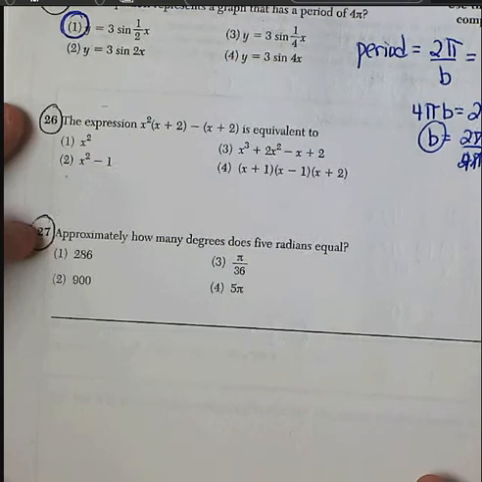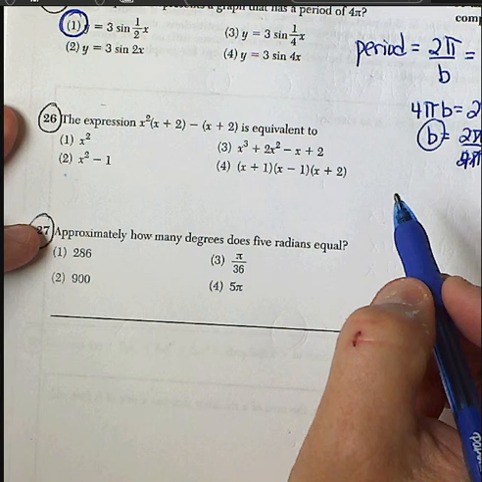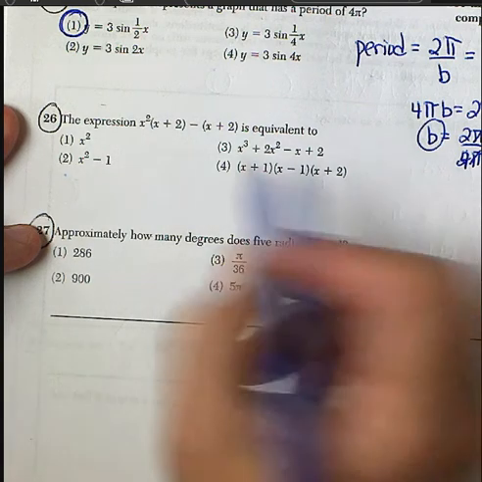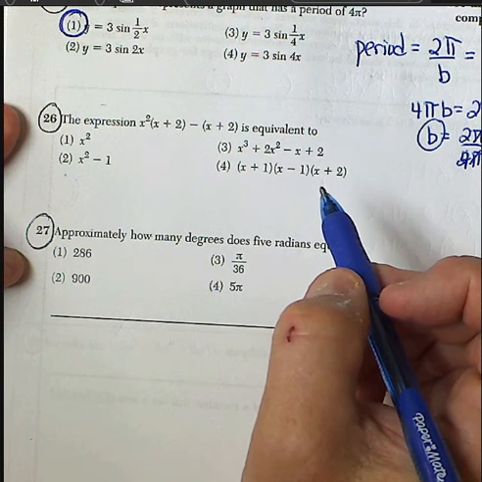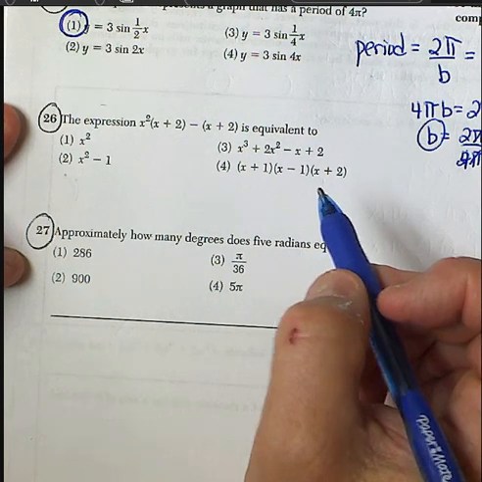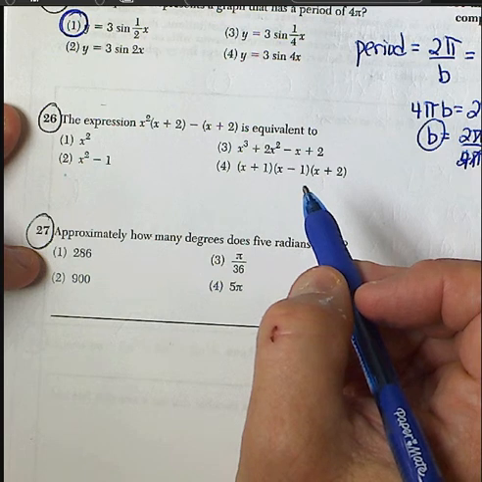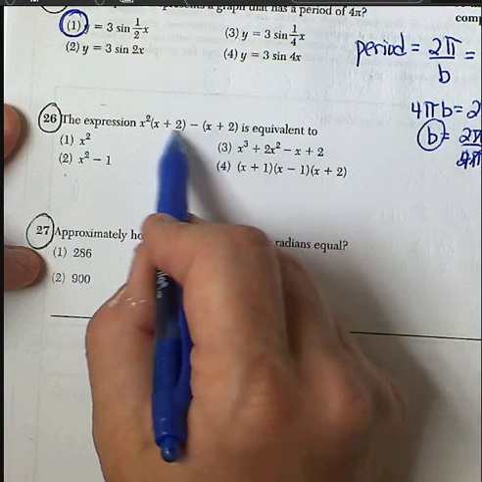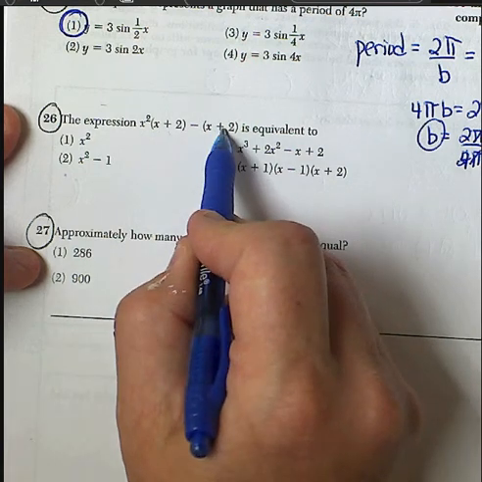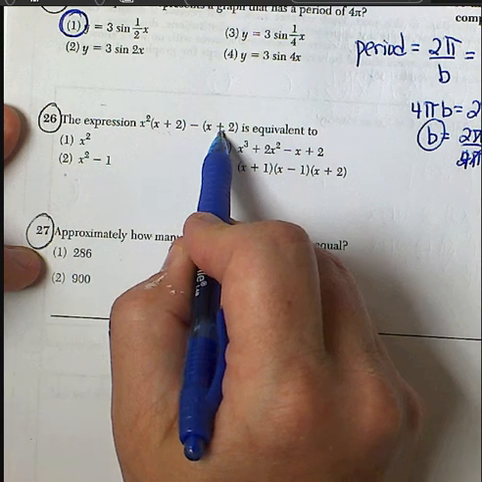Number 26, it says the expression x squared times x plus 1 minus x plus 2 is equivalent to what? And again, the best thing to do here is to multiply everything together, add and subtract, see how things can be simplified here. They're testing you, though, on whether or not you know that this is going to be a common factor. And that's what's going on here. X plus 2 and x plus 2 are common. So I'm going to pull it out.